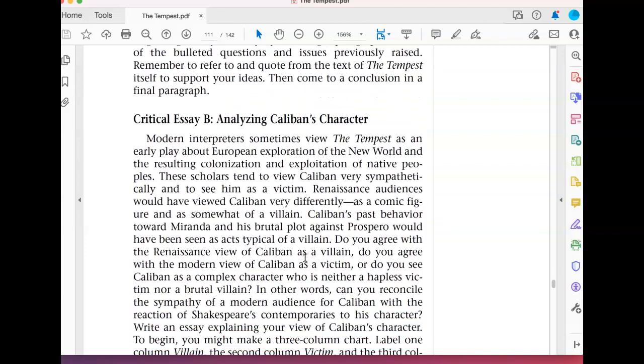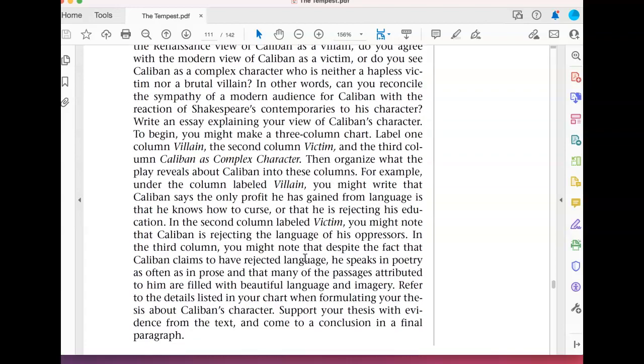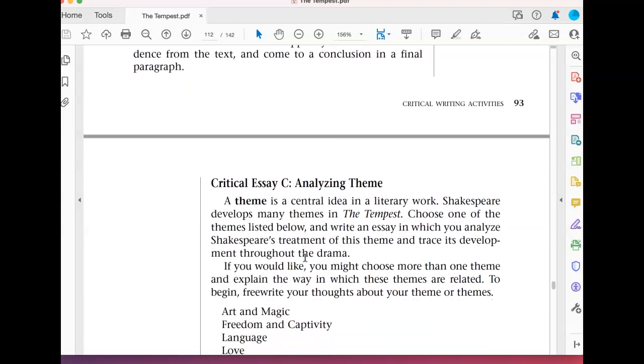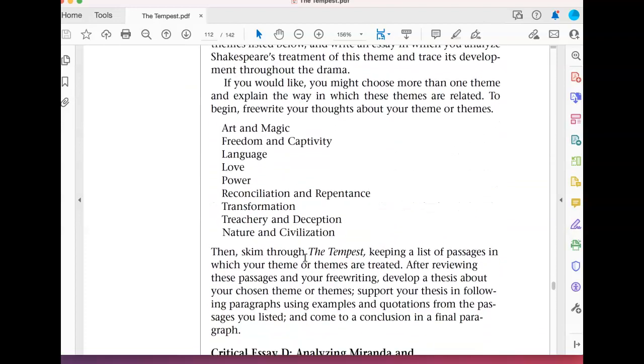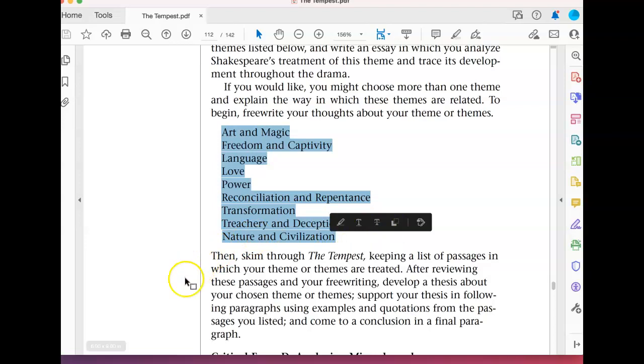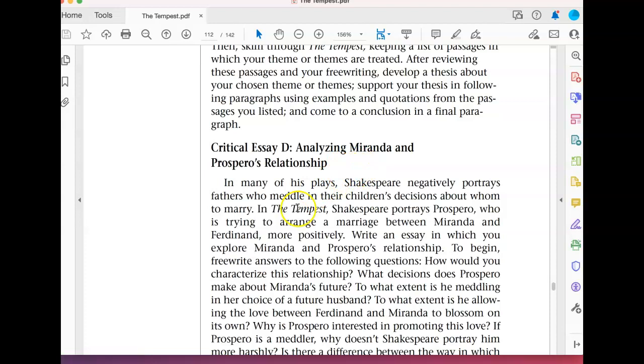Another thing would be analyzing Caliban's character. A lot of good questions here. That's a good narrow focus, and that's the key to any good essay, a good narrow focus. And I'm going to leave this one out because it would take too long for me to unpack and say what I think they're saying with that. You're welcome to look at it. And then finally, Miranda and Prospero's relationship. I hope this helps you, and brainstorm between now and Tuesday. I'll have the assignment up shortly.